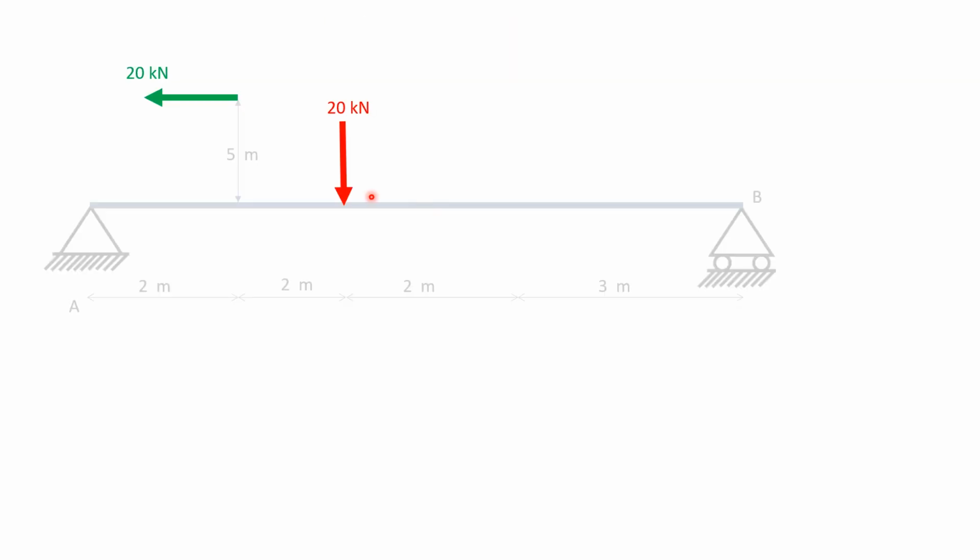Now, simplifying this 10 kilonewton force horizontally and vertical resolutions. This is 60 degrees. Horizontal component will be 10 cos 60 degrees. Vertical component will be 10 sin 60 degrees. This is hinged support. This is roller support. Hinged support will have horizontal reaction HA and vertical reaction VA. Roller support will have one reaction VB.